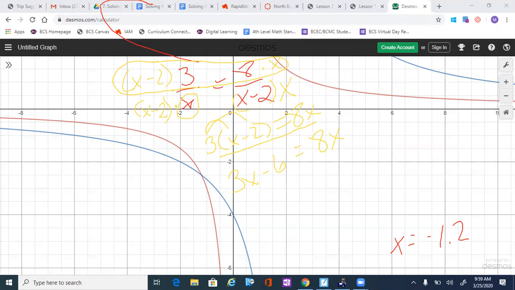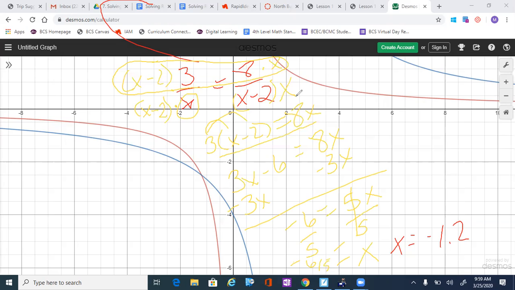I'm going to go ahead and take that 3x right here. I'm going to move it to the other side, so I'm going to subtract the 3x. Okay, that gives us 5x equals negative 6. And then I'm going to go ahead and divide by 5. And x equals negative 6 over 5.